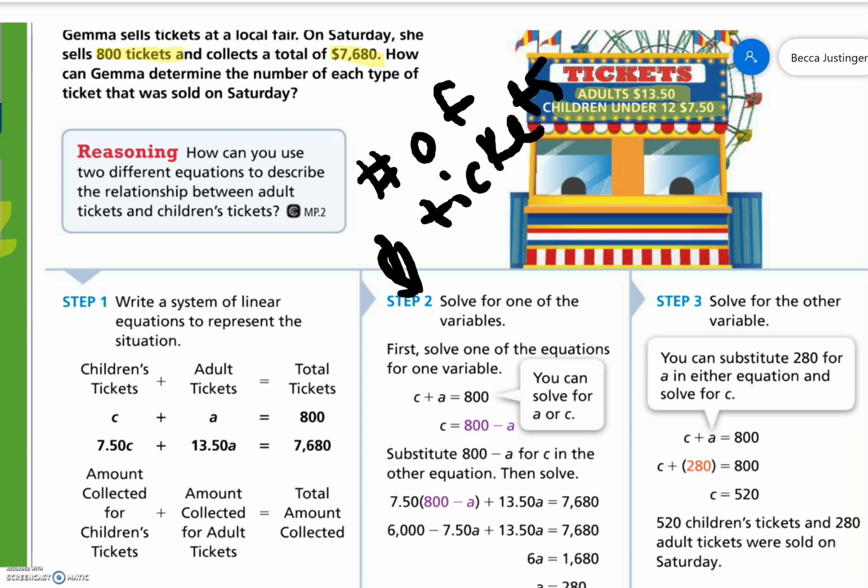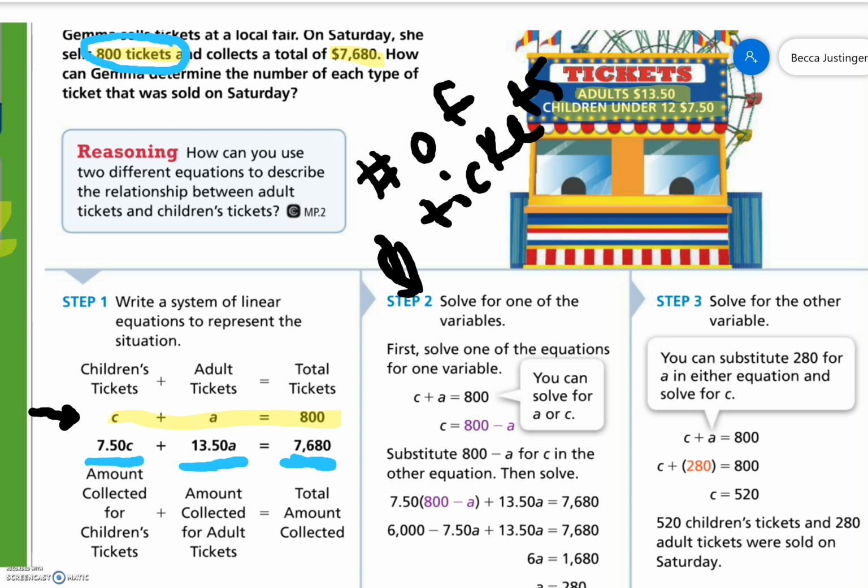So first, this first equation here, the number of children's tickets plus the number of adult tickets is equal to 800 total tickets. We get that from the beginning, 800 total tickets. There were children and adults. There were no other types of people buying the tickets. Then it's $7.50 for a child, so it's going to be 7.50C. And it's $13.50 for an adult, 13.50A. That's going to talk about the price of the ticket. When we add those together, it's the total amount of money that she made. So now we have our 2 equations.